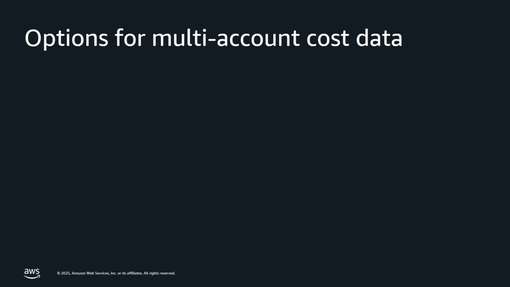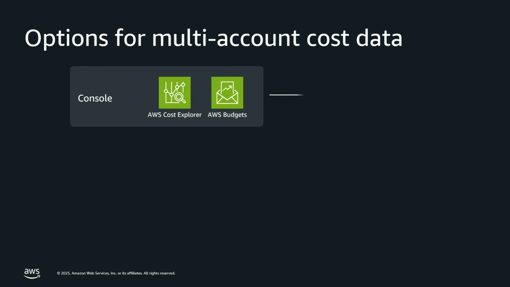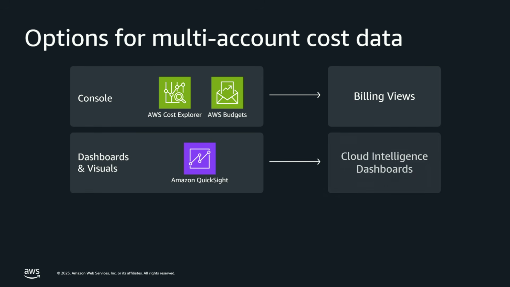On AWS, there's a few different ways you can share cost data. Within the console for Cost Explorer and budgets, you can use billing views, which is a way to group accounts together and then share that group of information so they can go to one place. In the world of dashboards, Amazon QuickSight has native support for row-level security, and our Cloud Intelligence Dashboards has it as part of our solution.